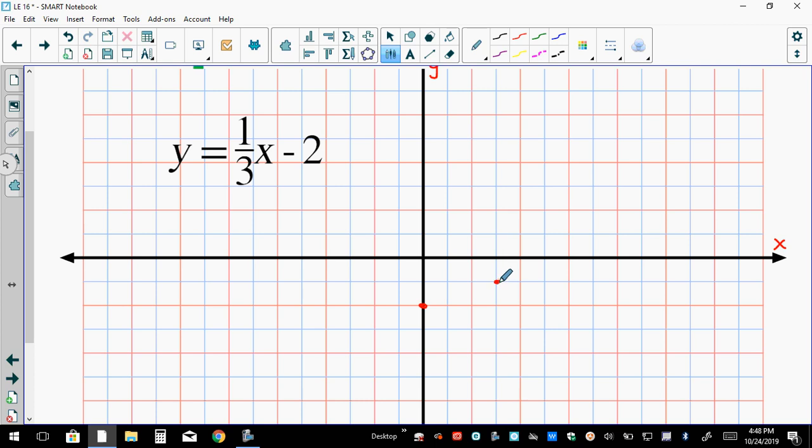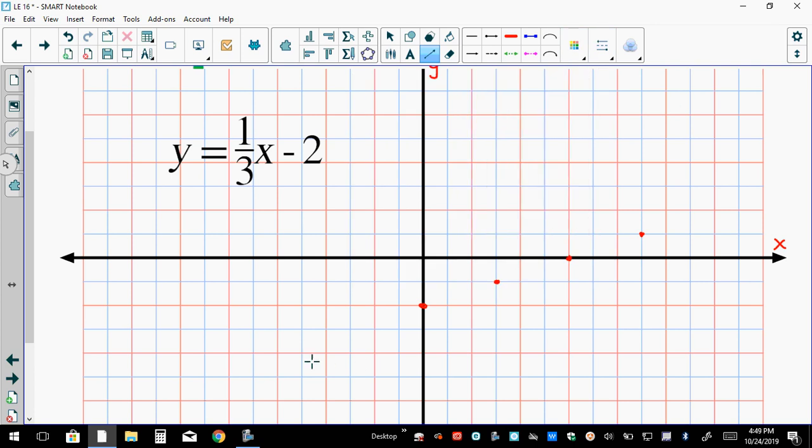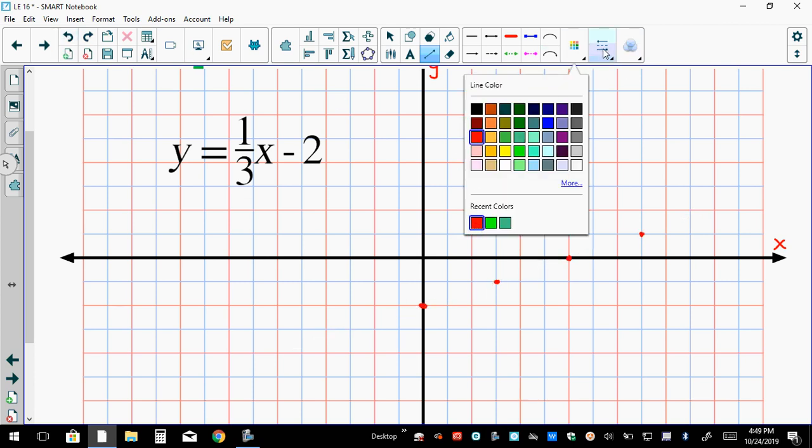Then from this point that I just plotted, I keep going with the same slope. I go up 1 and I go over 1, 2, 3, and I put a point. There's my 3 points. I'm going to go ahead and do another one. From this point, I can go up 1, over 1, 2, 3, and I have another point. And in order to graph it, I'm going to get my line tool out here, and we're going to create this line. Actually, I'm going to make it red so you can see it a little bit better.